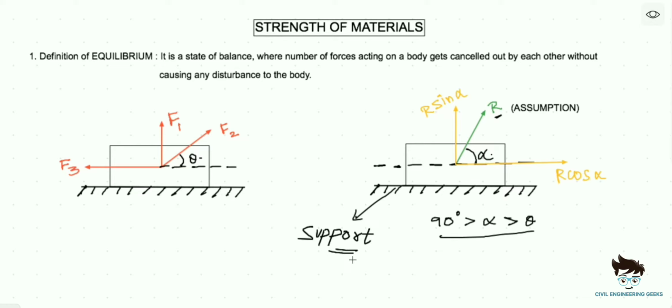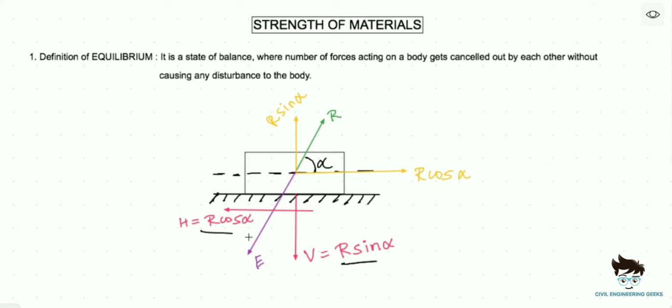When the support is provided, it will develop the equilibriant force to cancel out the resultant force acting on the body. This equilibriant force is nothing but the reactions developed by our support to resist the external force, in this case the resultant force. This resultant force can be resolved into two components: R cos alpha in the horizontal direction and R sin alpha in the vertical direction. To nullify this resultant force, the ground, that is our support, will develop a vertical reaction of magnitude R sin alpha and a horizontal reaction of magnitude R cos alpha.